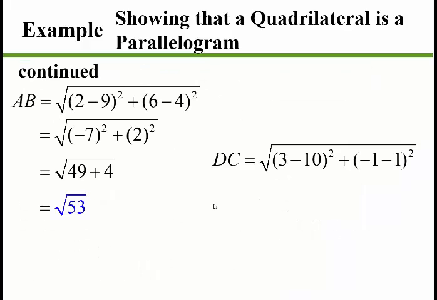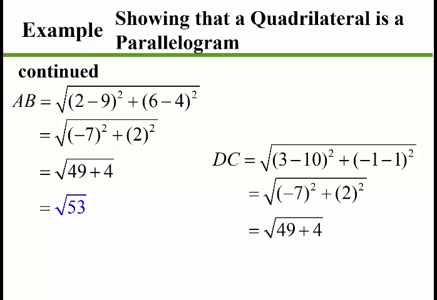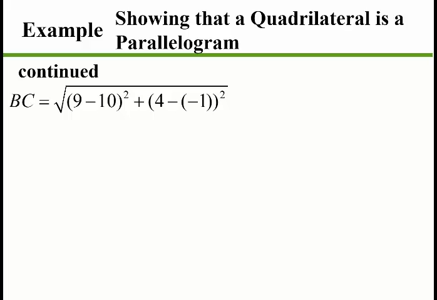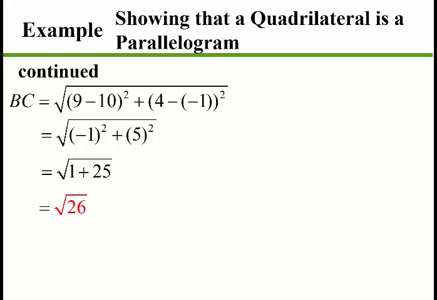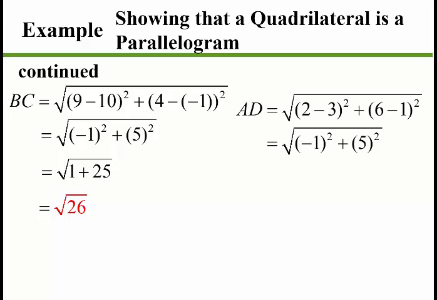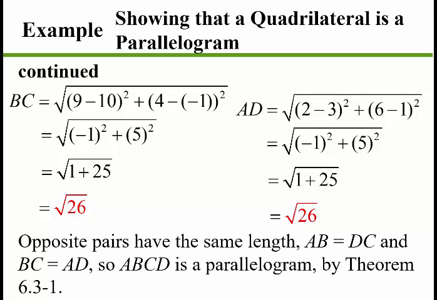Going through with the same formula, the distance of DC using those two points gets you the same thing. Now go through it with the other side. Take side BC and go through the distance formula again. Very simply, you get the square root of 26. Now look at its opposite side, AD, going through the distance formula again. You see that that is also equal to the square root of 26. So opposite pairs have the same length. AB is equal to DC and BC is equal to AD, so ABCD is a parallelogram by the first theorem, 6.3-1.